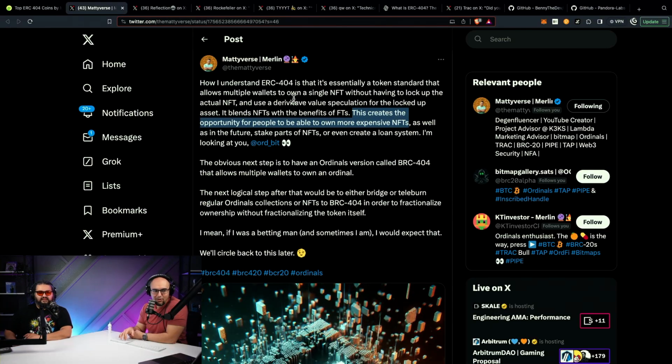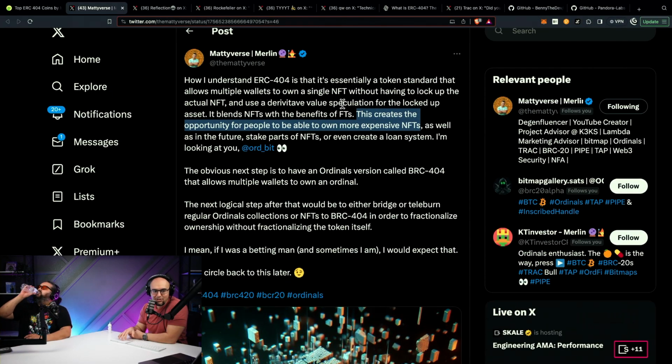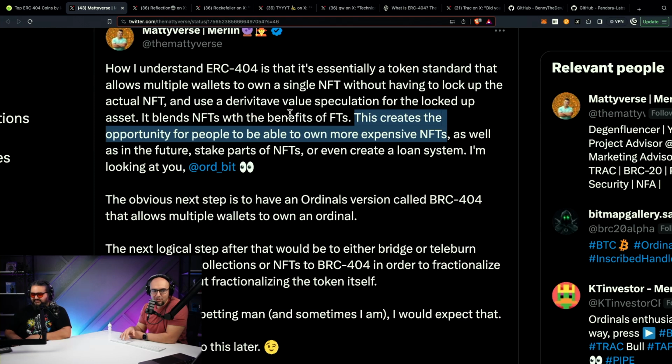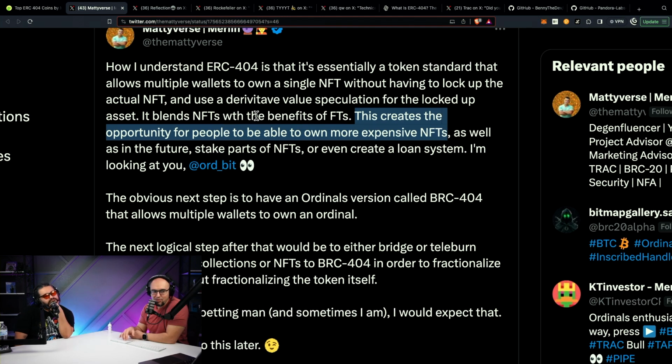All right. So we got a tweet from Maniverse kind of explaining this. "Is how I understand ERC-404 is that essentially is a token standard that allows multiple wallets to own a single NFT without having to lock up the actual NFT, and uses a derivative value speculation for the locked up asset. It blends NFTs with the benefits of fungible tokens. This creates the opportunity for people to be able to own more expensive NFTs as well as in the future stake parts of NFTs or even create a loan system." So that's pretty much sums up what ERC-404 is.